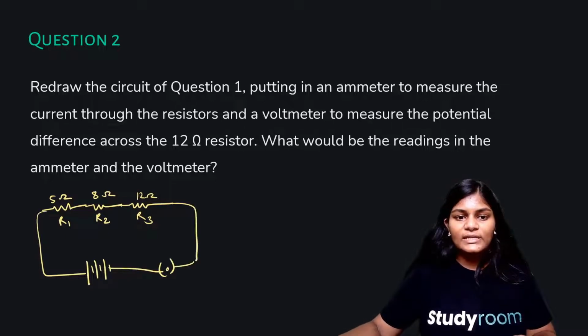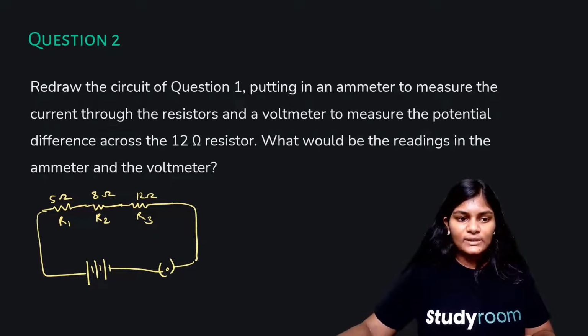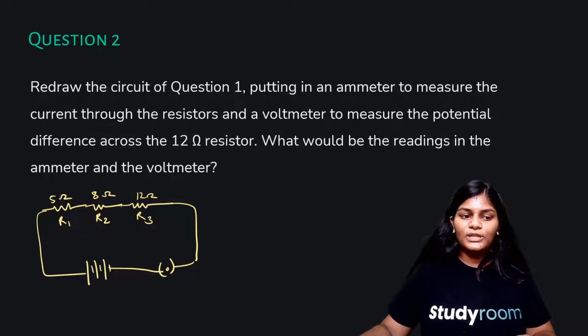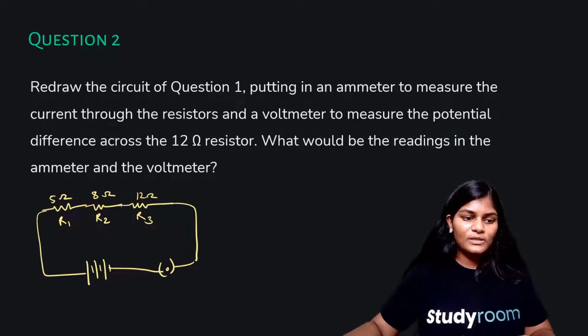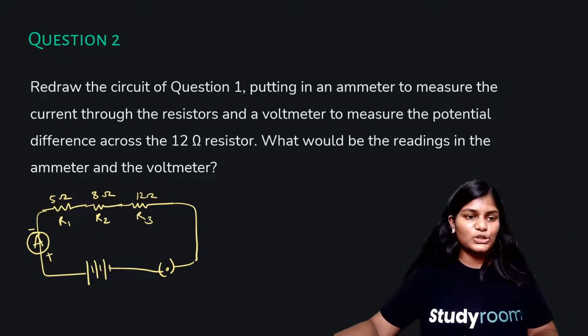Now, what is said is, put an ammeter to measure the current through the resistors. So, ammeter, should I put it here, here, here? Does it make a difference? Absolutely not. So, say I am connecting my ammeter here. This is my ammeter. The positive of the ammeter is connected to the positive of the battery, negative to the other side. It's very important to mark the terminals of the ammeter also.